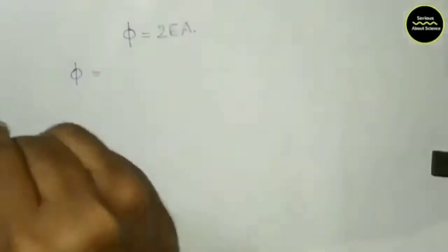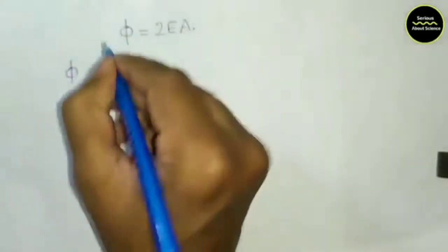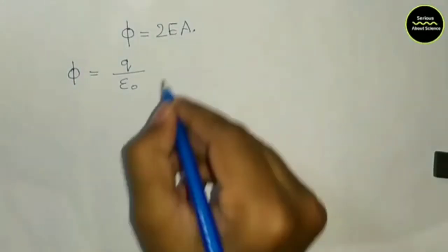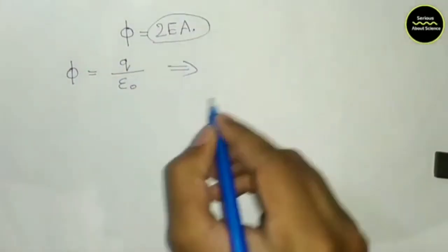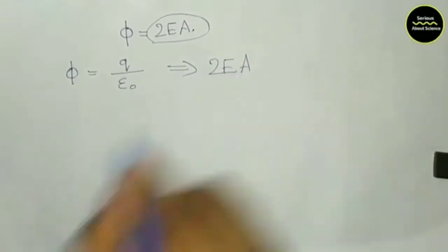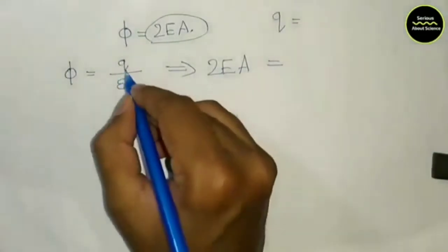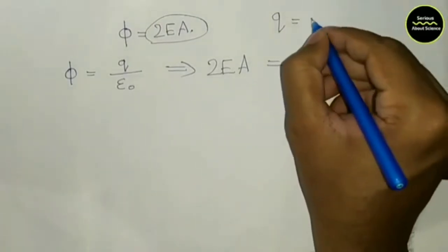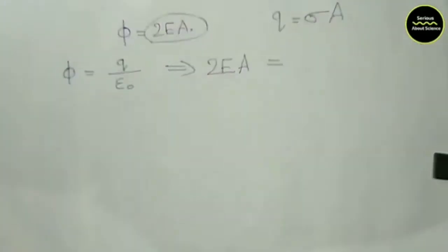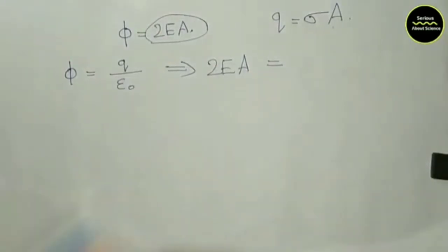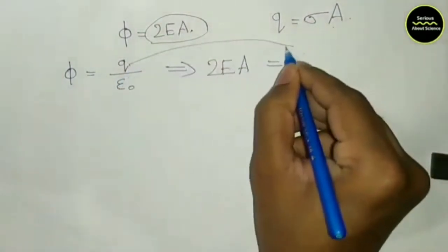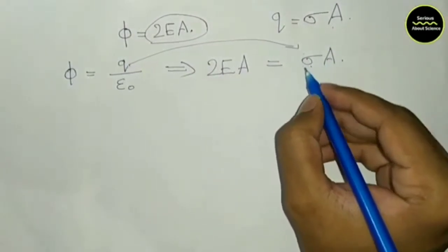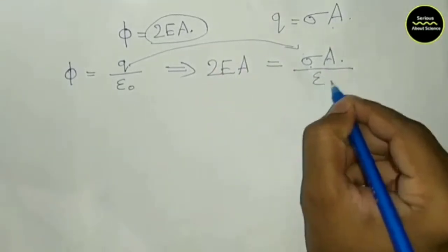The electric flux value has been written like this, but we also know the Gauss theorem equation. Electric flux by Gauss theorem is given by Q by epsilon 0. So here we got two equations for electric flux, 2EA and Q by epsilon 0, and we can equate them. 2EA will be equal to Q by epsilon 0. In the first part, with the help of surface charge density, sigma equals Q by A, we wrote Q equals sigma A. So instead of Q we are writing sigma A divided by epsilon 0.